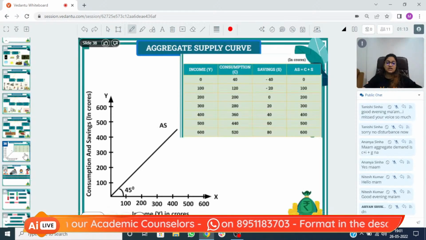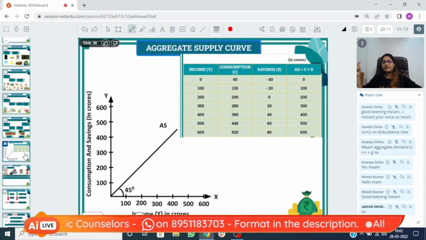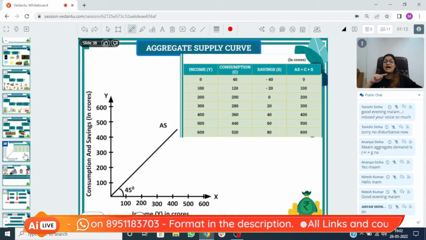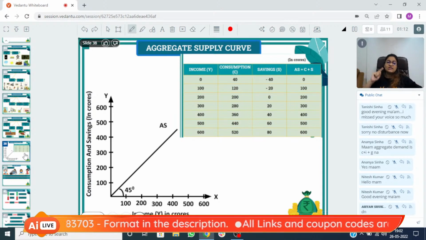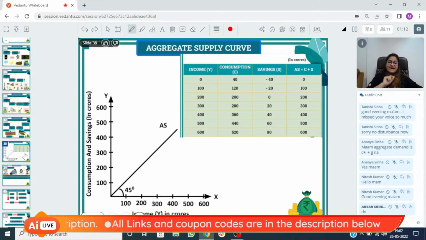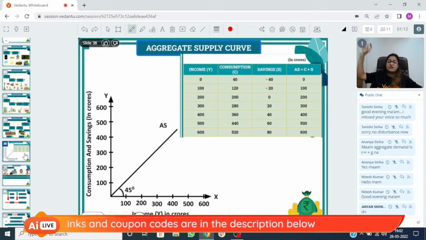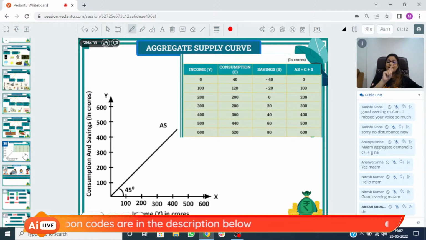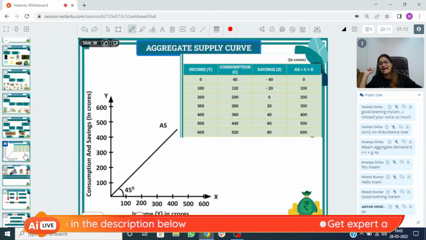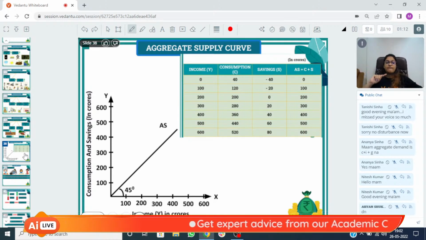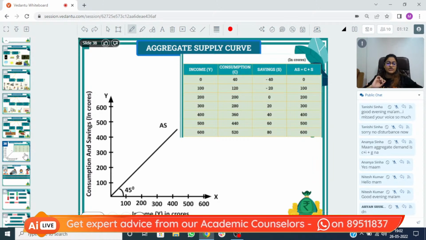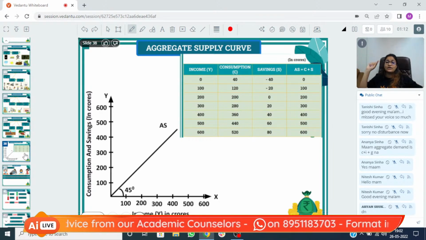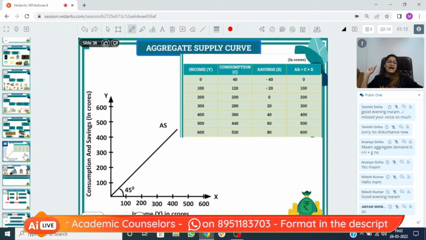So as the income of an economy increases, so does the aggregate supply, the consumption and the savings. So we get the aggregate supply curve as an upward sloping curve which starts from the origin and lies at a 45-degree angle. Correct, everybody? So the aggregate supply curve is an upward sloping curve which starts from the origin and slopes upward at a 45-degree angle.